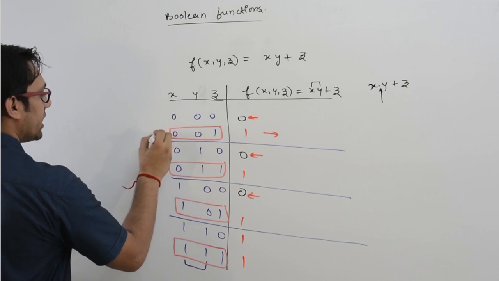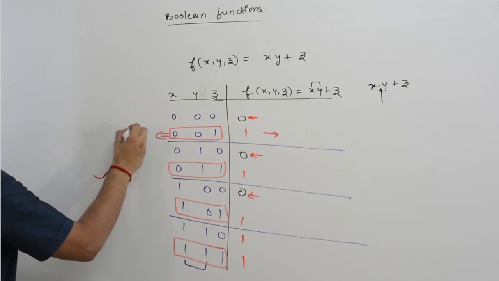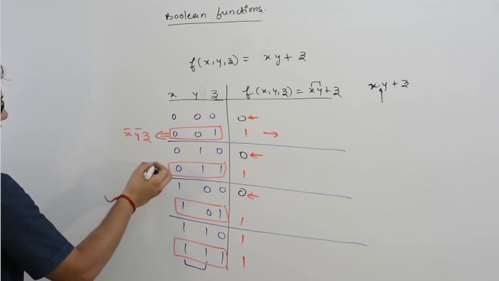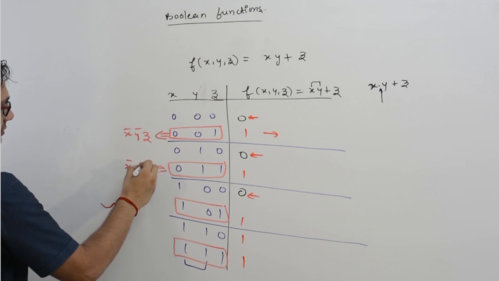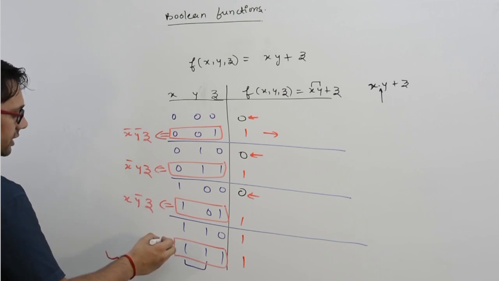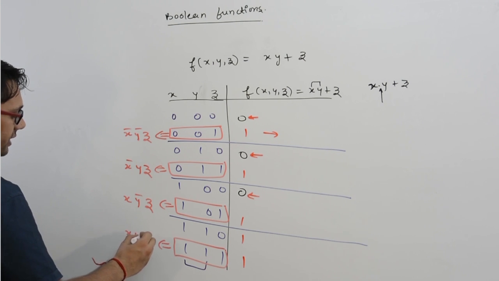Or we can also represent it like this: 0 with x complement, y complement, z; 0, 1, 0, 0, 0, 1, 1 is x complement, y, z. It can be represented as x, y complement, z. It can be represented as x, y and z.